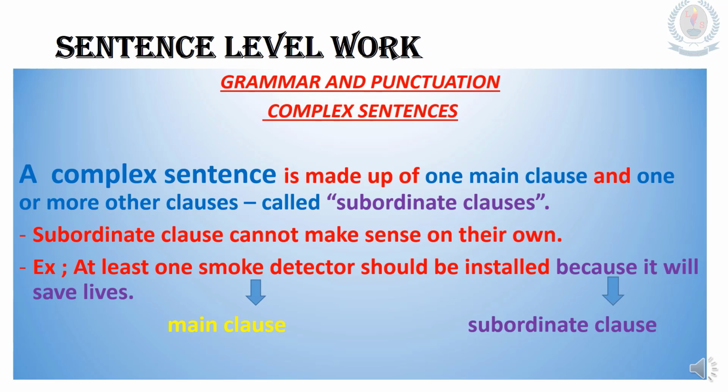Example: at least one smoke detector should be installed because it will save lives. You can see the main clause and the subordinate clause in this sentence. At least one smoke detector should be installed. This is the main clause. It has sense even on its own. Because it will save lives, when we take it as one part, there is no sense. Then you have a clear understanding that a subordinate clause cannot stand alone.